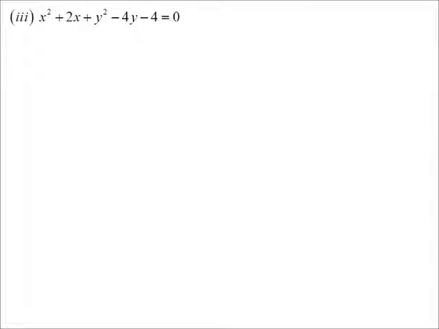Ooh, x squared plus 2x plus y squared minus 4y minus 4. Looking at that, best I can say right now is that's a circle, because I notice both the x and the y are squared. Coefficients are the same. Can't really tell where the centre is or the radius is. To do that, I'm going to need to complete the square.